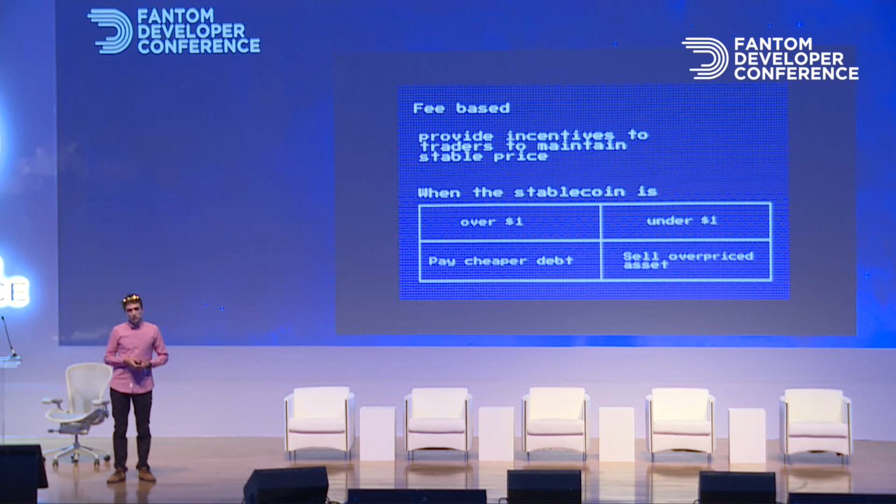Where the price is over $1, you can just pay cheaper debt. So you can sell it and sell your overpriced assets by effectively overpricing it, because it's over $1 and you're actually getting it for $1.